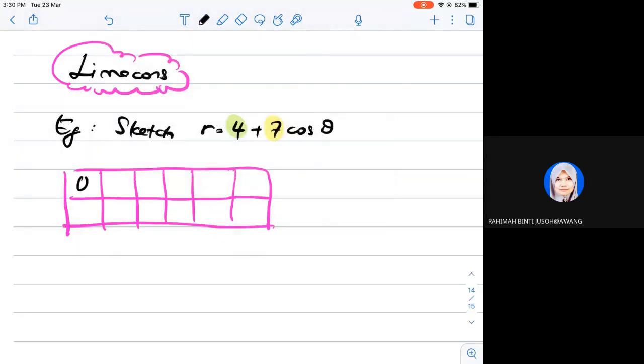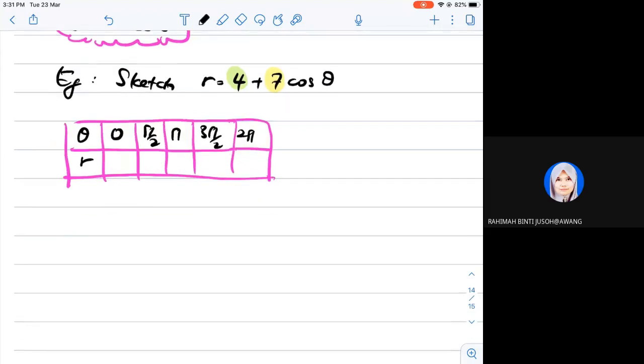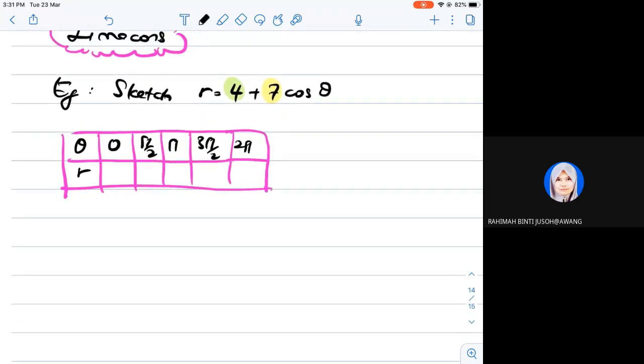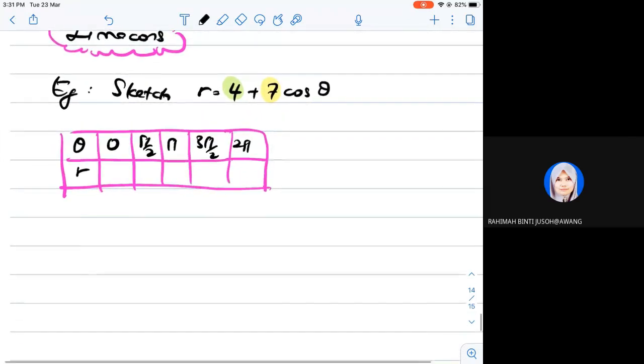Okay, atas ni theta, bawah ni radius lah. So 0, pi over 2, pi, 3 pi over 2, 2 pi. Okay, so kalau you pakai calculator, you akan dapat lah. Kalau 0, cos 0 is 1, so 11. Pi over 2 should be 4. Kalau pi, 4 minus 7, negative 3. 3 pi over 2 should be 4. 2 pi should be 11.